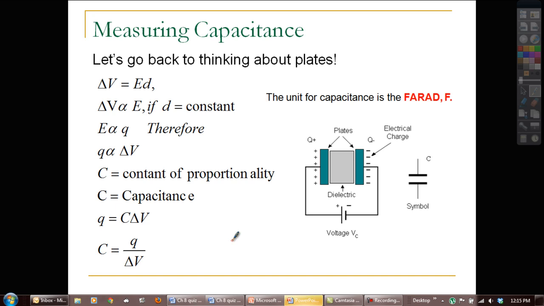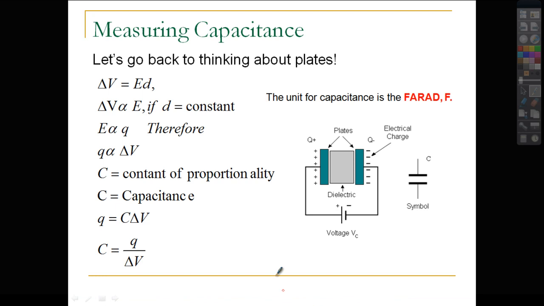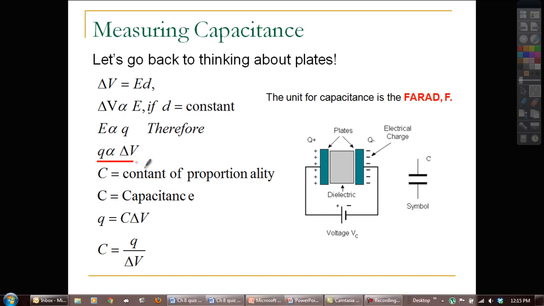So how do we measure capacitance? Let's go back and think about plates again. I know you guys love plates. So we have our equation, delta V equals E times D. And this delta V is going to be directly proportional to the electric field. That's only if D is constant. And we know that E is proportional to Q. And so therefore, Q is also going to be proportional to V.